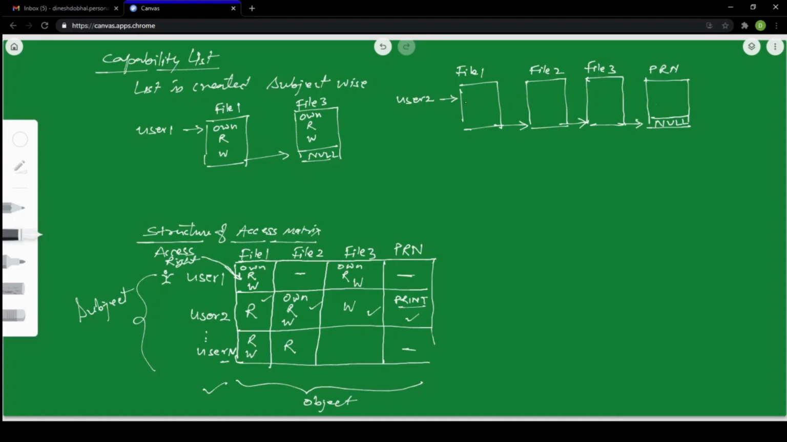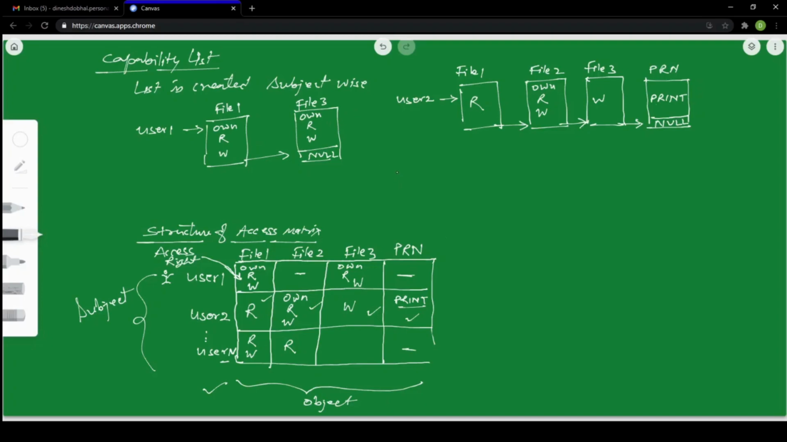The blocks would contain the permissions. User 2 is having read permission on the file 1, whereas for the file 2 it is having ownership, read and write permission. For file 3 it is having write permission only, and for the printer it is having print permission. That is, user 2 can use the printer.